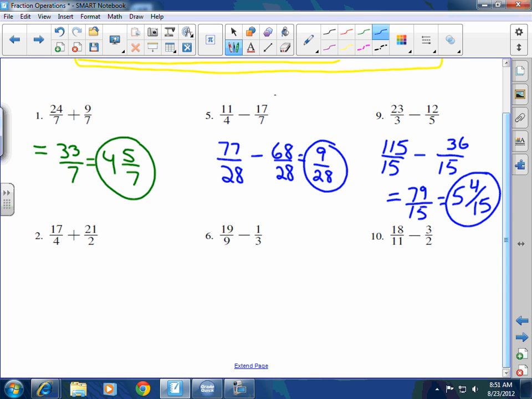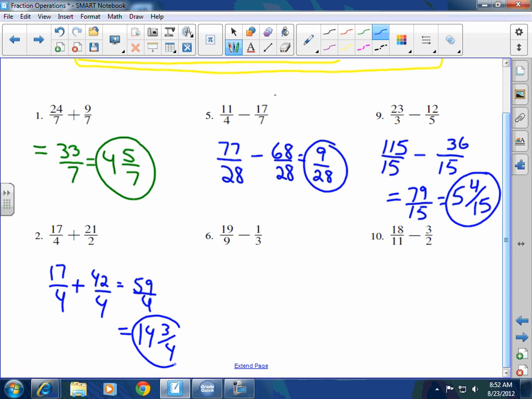Okay, common denominator here between 17 fourths plus 21 halves. 4. 17 fourths can just stay the same. Plus, how do I get that 2 to become a 4? So I have to multiply the numerator by 2, so that's going to be 42. So that's going to be 59 fourths. And that's going to turn into 14 and 3/4. Very, very good. Awesome. Because 4 times 14 is 56.